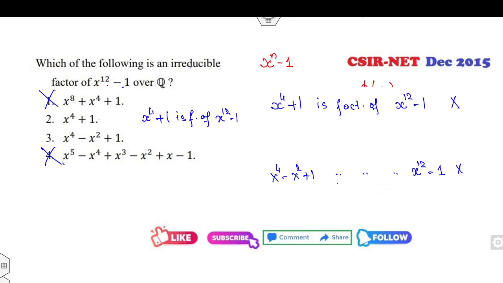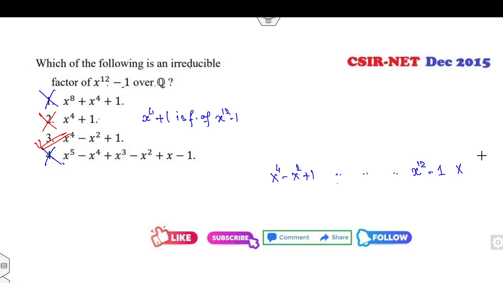Assume that x^4 plus 1 is a factor of x^12 minus 1. So what does it mean? I can say x^4 will be minus 1. That means if I use the cubing on both sides, then x^12 is minus 1. So clearly x raised to power 12 plus 1. So that means x^4 plus 1 is not a factor of x^12 minus 1. So this option is cancelled.